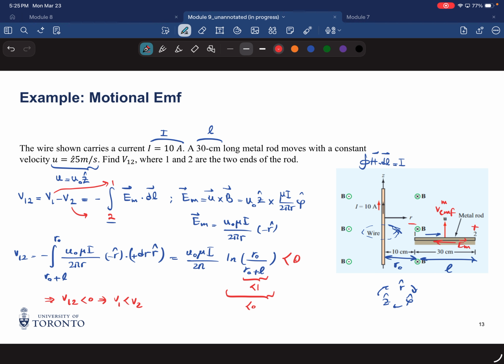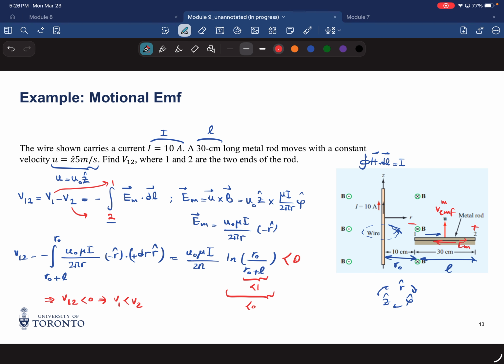Sounds good? Clear? Yes, Mohammed. Is dl equal to dr only because they're kind of aligned in this case? Not all the time, no. If you look at it in a cylindrical coordinate system, the rod is along the radius, it is radially changing. That was a great question.